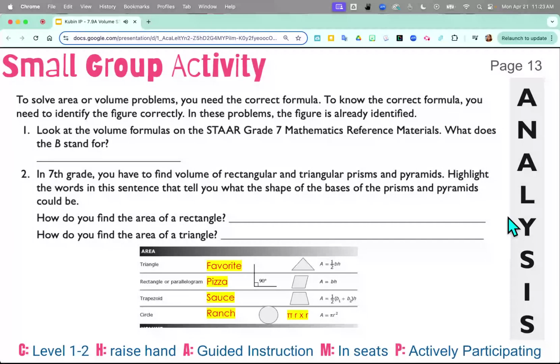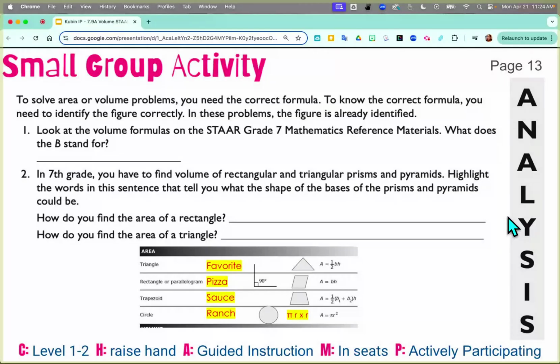Okay, everyone. In this lesson, we're going to talk about volume of prisms and pyramids. But in order to solve area and volume problems, we have to be able to understand the formulas. So we're going to first figure out what it means when you see a formula with a capital B in it. The capital B just basically means area.